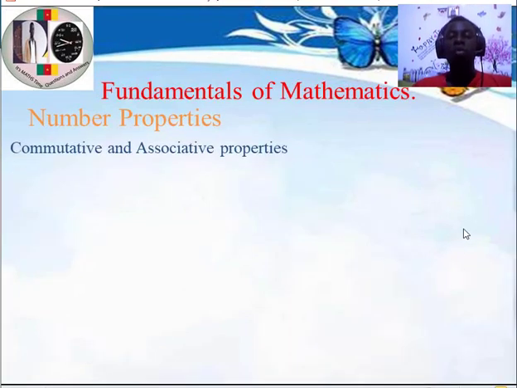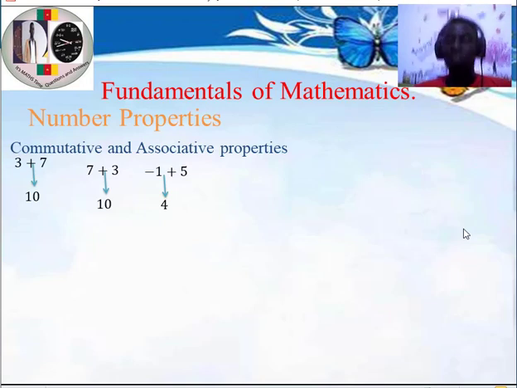So the first property which we'll be talking about is the commutative property. We are going to demonstrate these properties using examples so that we can better understand them. Take for instance that we are adding 3 plus 7. What is the answer? 10. If we change the order of addition and rather add 7 plus 3, we will still have an answer of 10. Let's look at a next example: minus 1 plus 5 will give us 4. What if we change the order again and instead perform 5 plus minus 1? This is also going to give us an answer of 4.